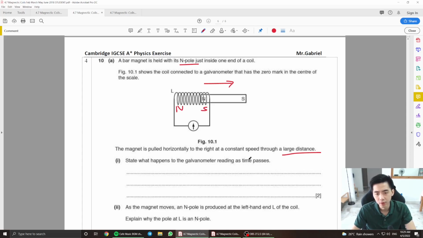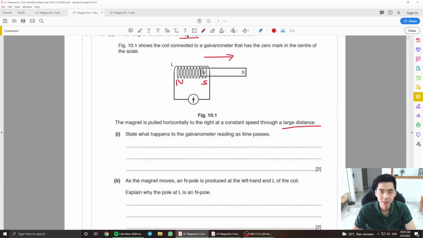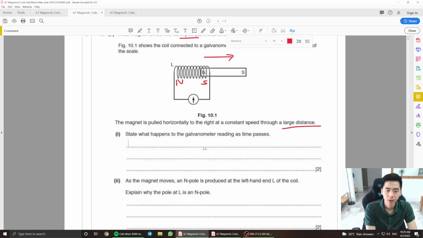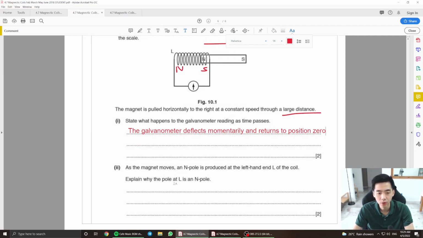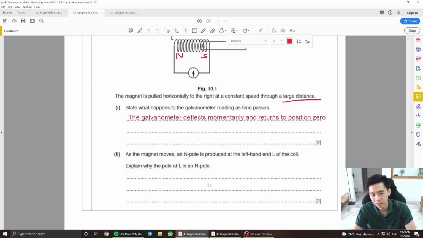State what happens to the galvanometer reading as time passes. Yet again, it's a similar question, right? You're going to say that the galvanometer deflects momentarily and returns to position 0. Right? In fact, it's the exact same answer here. As the magnet moves and a north pole is produced on the left of the coil, explain why the pole on the left is going to be the north pole. It's the same question.